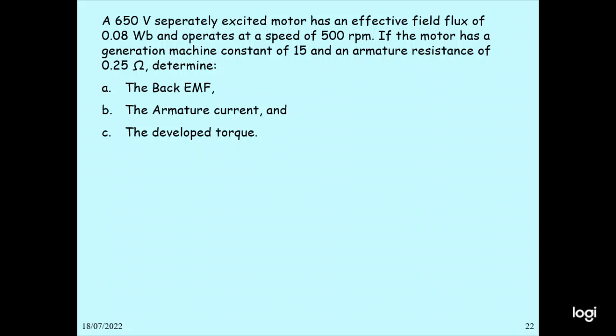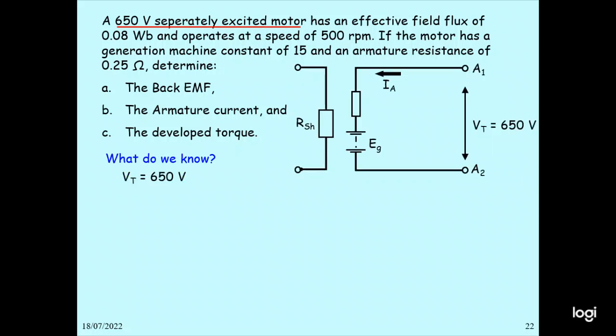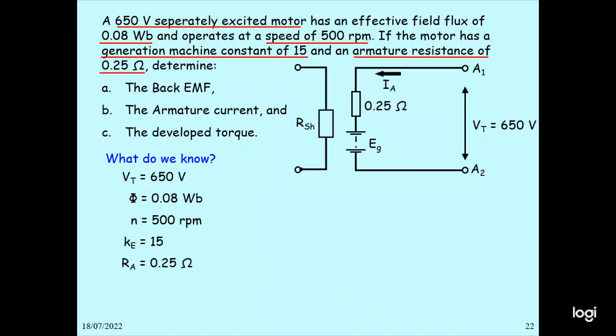The next problem. A 350 volt separately excited motor has an effective flux φ of 0.08 weber and operates at a speed of 500 RPM. If the motor has a generation machine constant of 15 and an armature resistance of 0.25 ohm, we need to determine the back EMF, armature current, and the developed torque. What do we know? Vd equals 350 volt, the supply voltage, φ equals 0.08 weber, N equals 500 RPM, Ke equals 15, Ra equals 0.25 ohm.